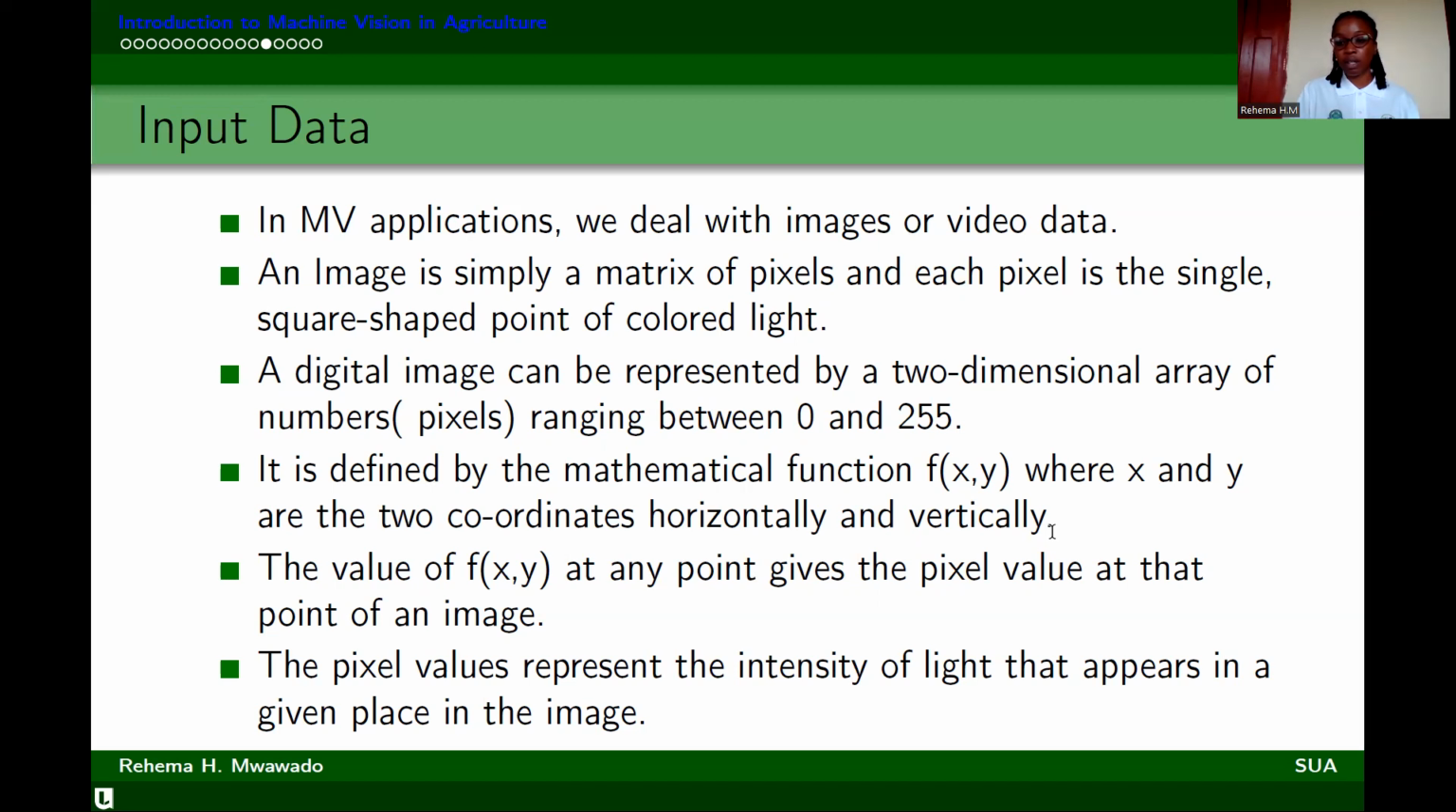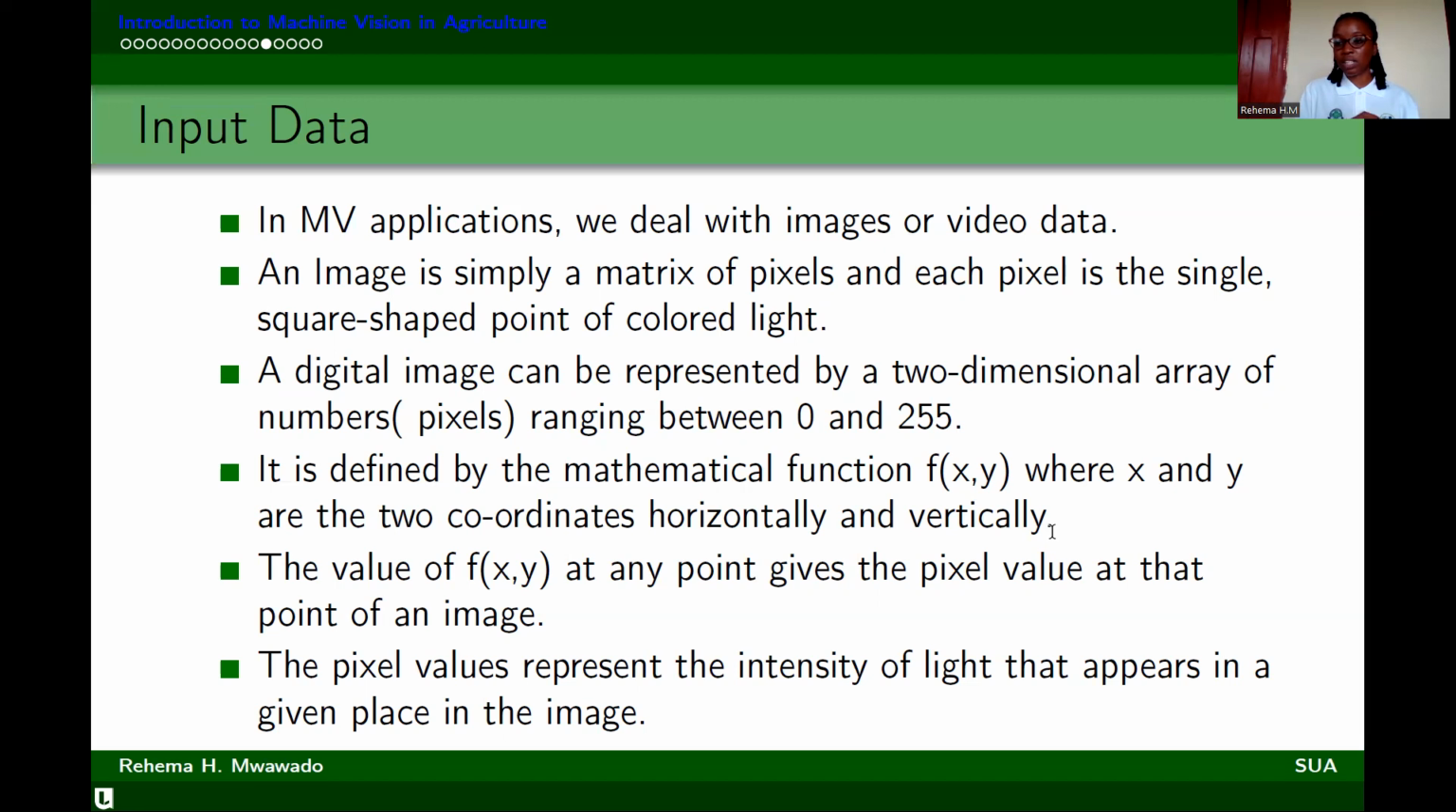So an image is a matrix of picture elements, or pixels, and we'll see what a picture element is when it comes to a digital image. It's represented with a two-dimensional array of numbers, which are the picture elements, ranging from 0 to 255. 0 means black and 255 is white. And then it's also represented by a mathematical function f of x and y, where x represents the horizontal pixels and y represents the vertical coordinates. The value of f at x and y at any point gives you the value of the pixel at that point, and also gives you the intensity of light that falls on that point of the image.